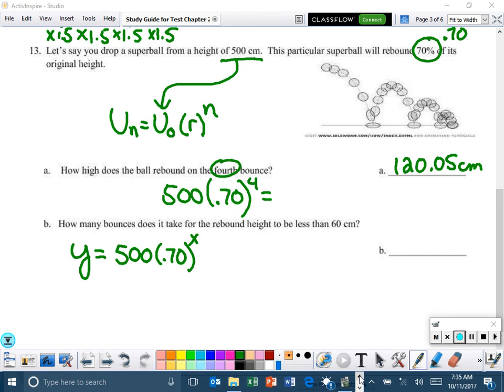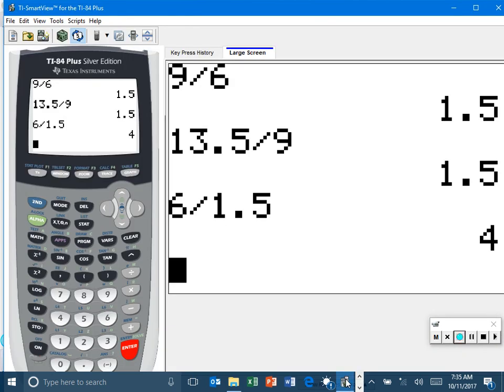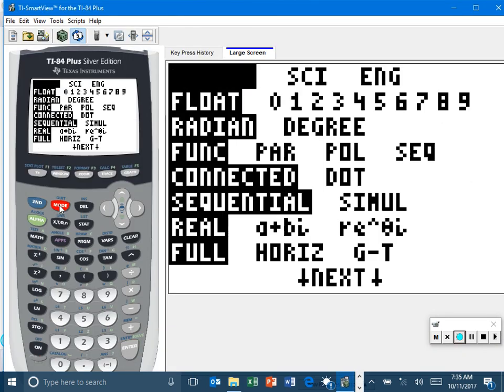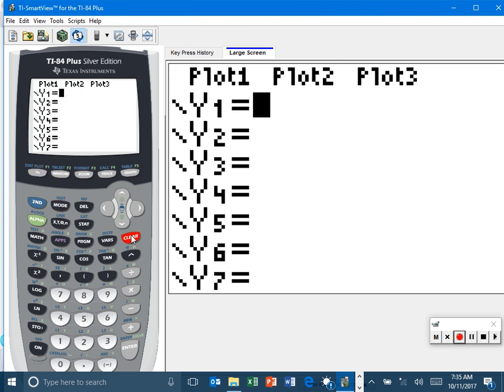So here we go. So I'm going to go to my calculator. First of all, I need to make sure that it's in function mode. It is. Y equals. All right, so here we go. So 500 times 0.70.